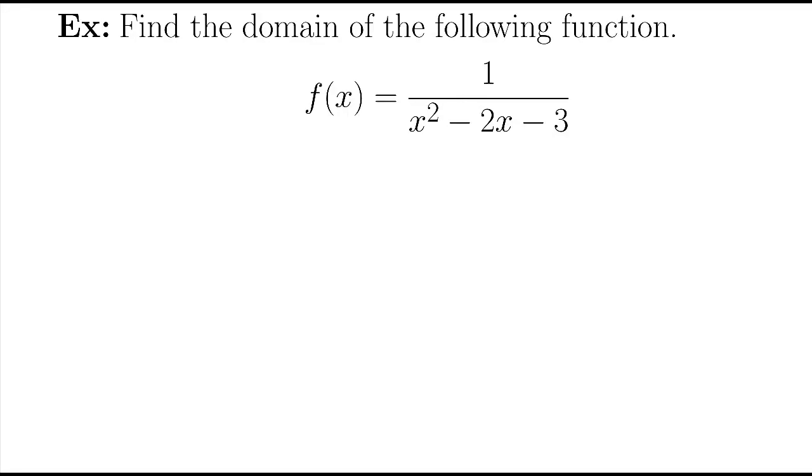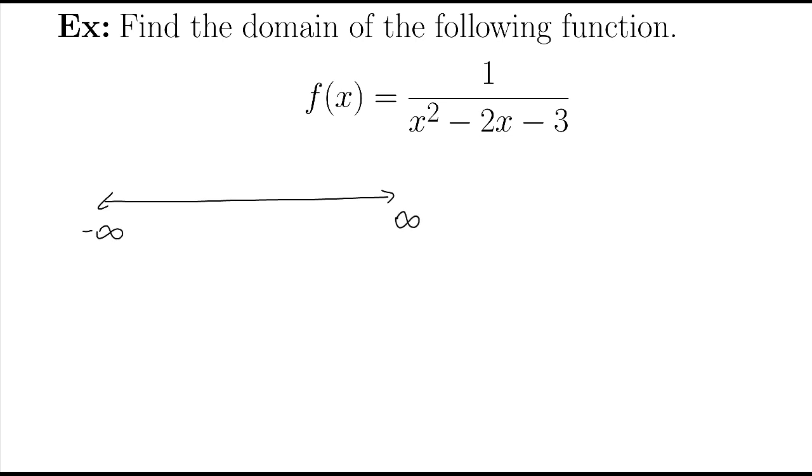Okay, let's find the domain of this function. We're trying to find the implied domain of this function: 1 over x squared minus 2x minus 3. Hopefully by now we know that we cannot have 0 in the bottom of the fraction, so we are looking for any restrictions.